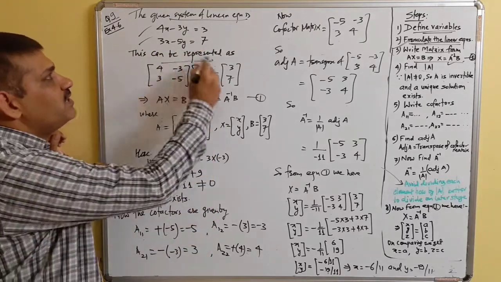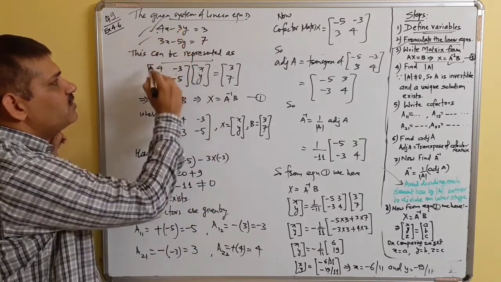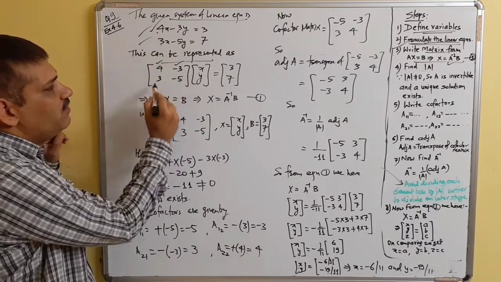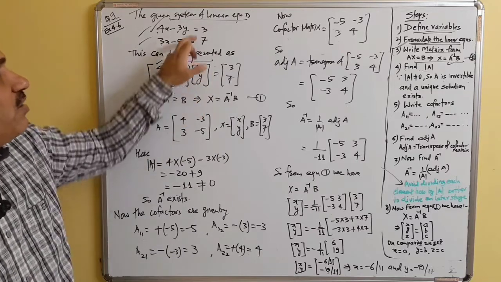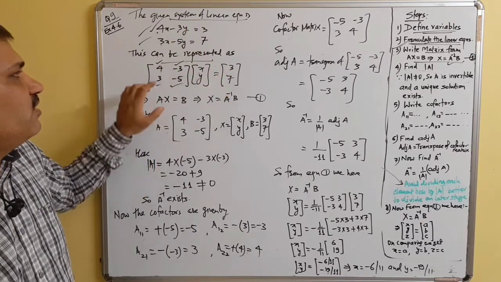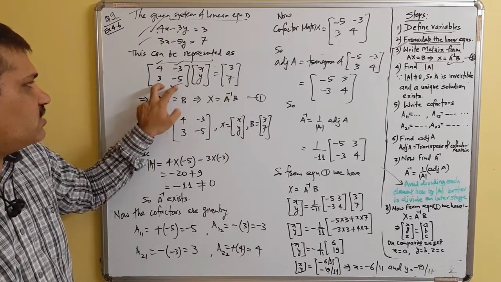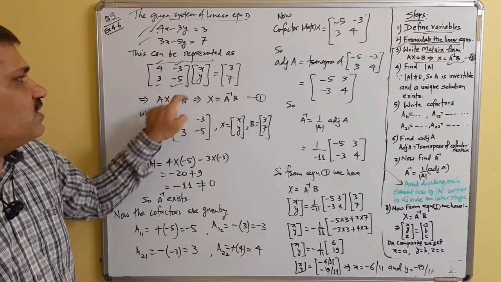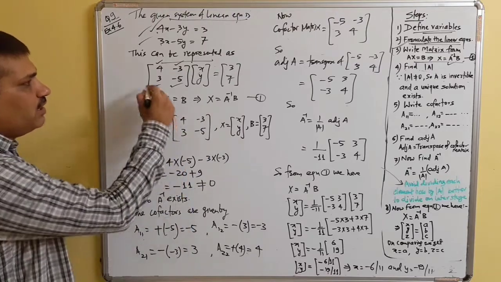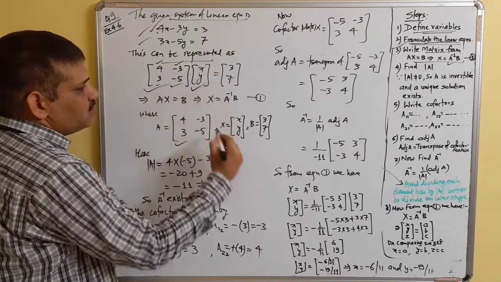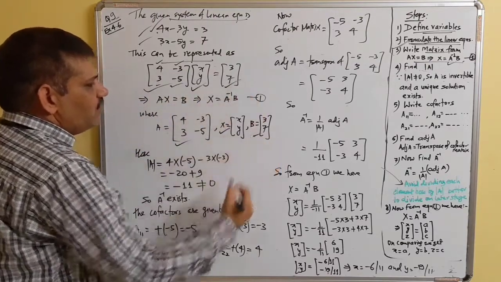So this can be represented as the coefficient matrix 4, minus 3, 3, minus 5. The column matrix of variables is x, y. The column matrix of constants is 3, 7. It can be written as, this is taken as A, this one is X, and this one is B. So AX is equal to B, which gives us X is equal to A inverse B, where A is this matrix, this is capital X, and this is capital B.